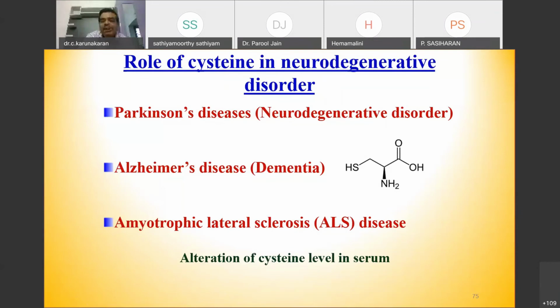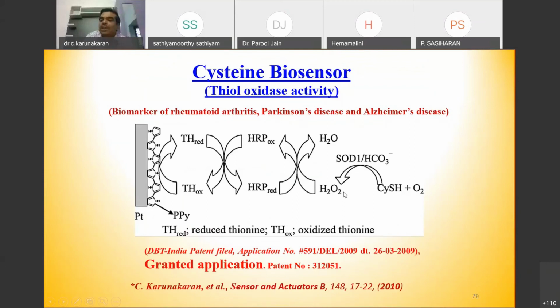We have shown that the SOD1 enzyme acts as an oxidase enzyme. It oxidizes cysteine to hydrogen peroxide. This hydrogen peroxide is detected from the increase in current response. We have filed a patent, and this biological activity can be measured from urine.